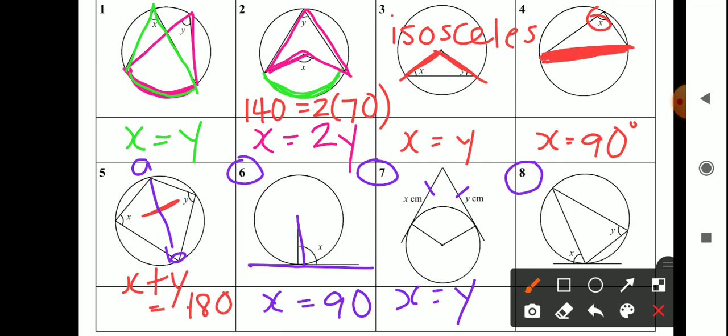Where should I write? Okay, you can also write x is equal to y here. This is angle in alternate segment. Okay, x will be equal to y. Then if you have a here, it will be equal to b here.